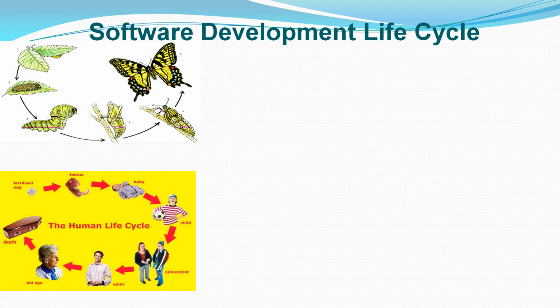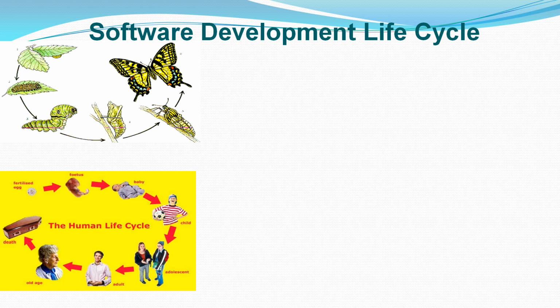The next is the butterfly life cycle. The first stage in the butterfly life cycle is the egg, and this is the last stage. In between the first stage and the last stage, there are so many other stages. All these stages put together is called the butterfly life cycle. In the same manner, for developing software projects and software applications, there is a life cycle. The name of that life cycle is software development life cycle.